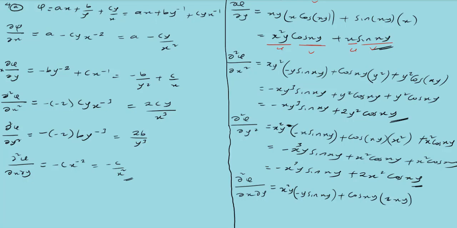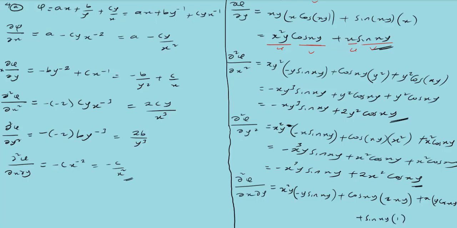Plus this one, u is x. Differentiate sine xy with respect to x. The answer will give me y cos xy. So I have y cos xy. That's what I'm going to have. Plus I have sine xy. Differentiate x. The answer is 1.